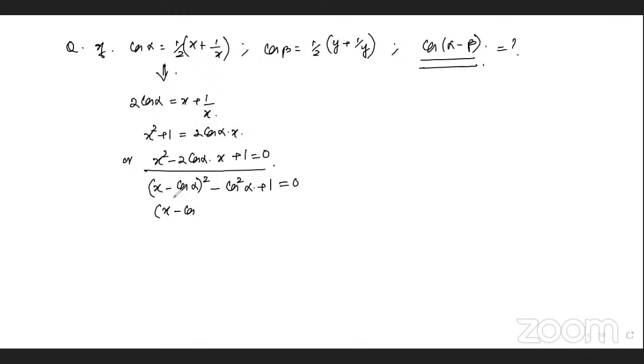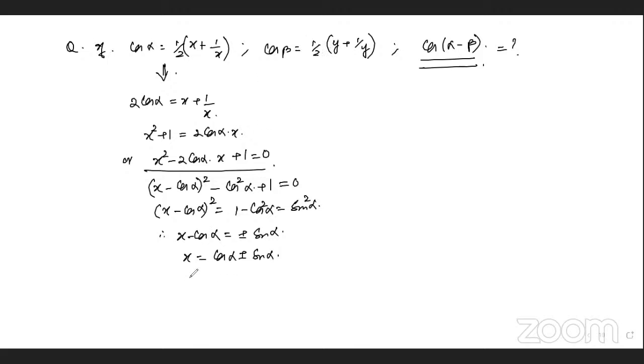Now you can see here, x minus cos alpha whole square, these two terms can be transposed on the right hand side. It becomes 1 minus cos square alpha, and you know that it is sin square alpha. So therefore, x minus cos alpha will become equal to plus minus sin alpha. Taking the square root, x is equal to cos alpha plus minus sin alpha. ये बात समझ आ रही है आपको?